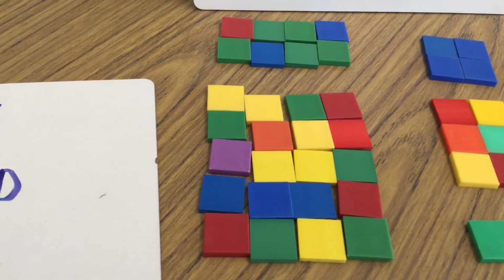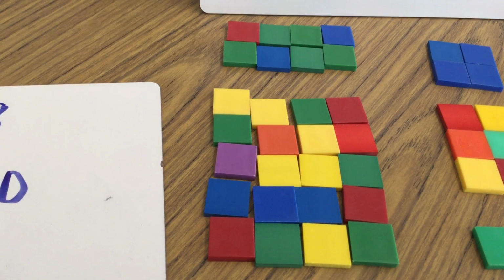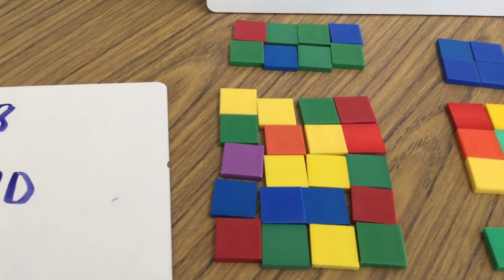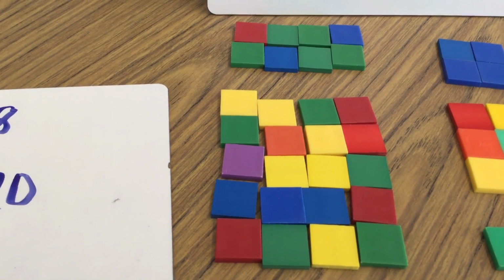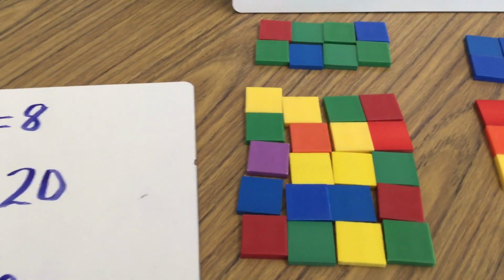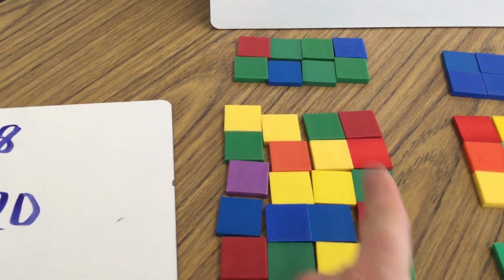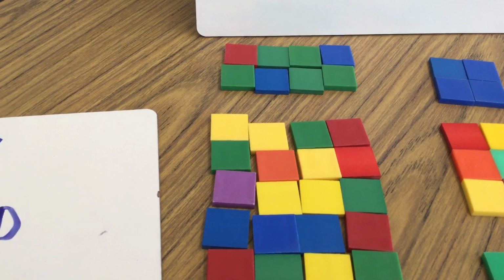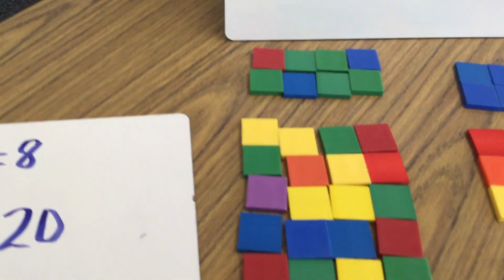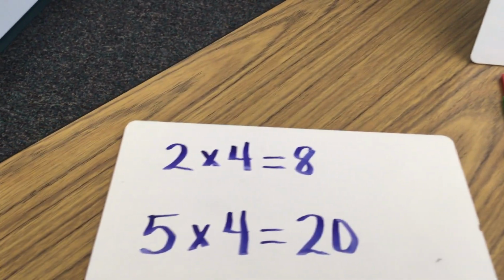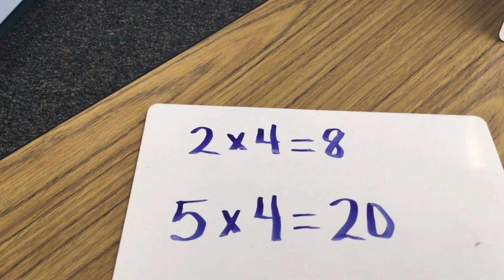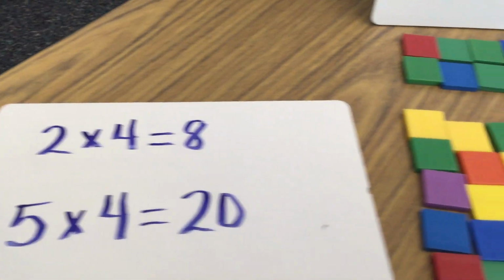Okay, how many rows does this one have? 1, 2, 3, 4, 5. 5 rows. And how many columns? Remember, those are the vertical ones. 1, 2, 3, 4. So it's a 5 by 4 array, and if we write a number sentence to find out how many tiles there are altogether, we would say 5 times 4 equals 20. Do you get it? Let's do the next one.